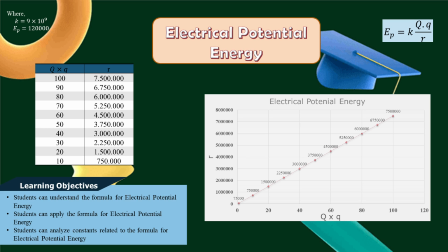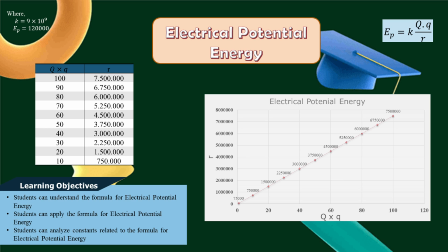And if we have the big Q times small q is equal to 50, we have the R is equal to 3,750,000. And if we have the big Q times small q is equal to 40, we have the R is equal to 3 million. If we have the big Q times small q is equal to 30, we have the R is equal to 2,250,000.